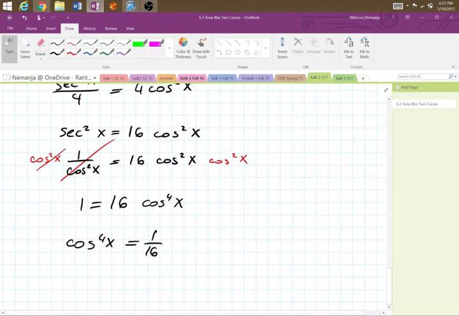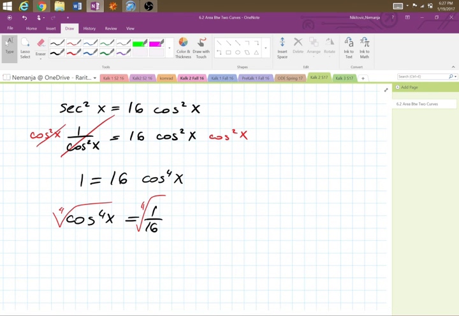Now what? The fourth root. Okay, I'll take the fourth root. And what do I get? And what does that give me? Very good.